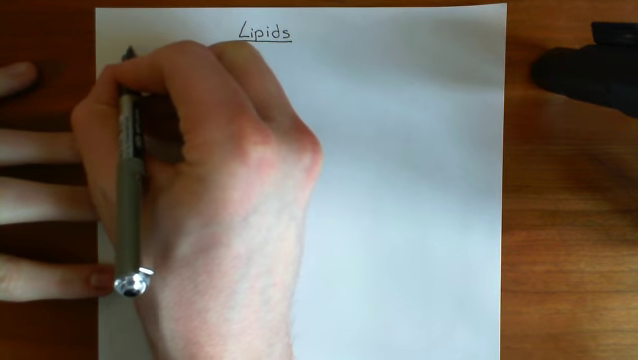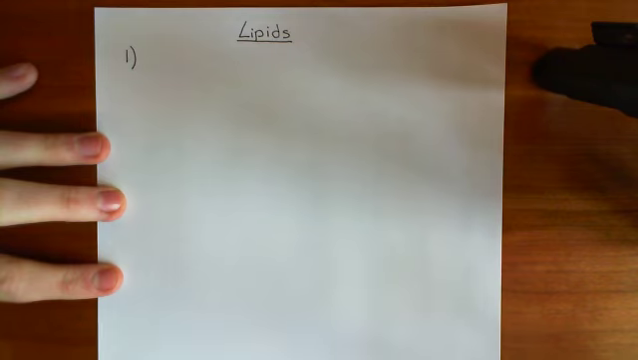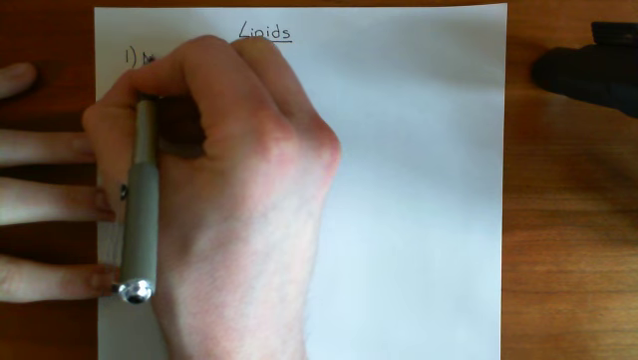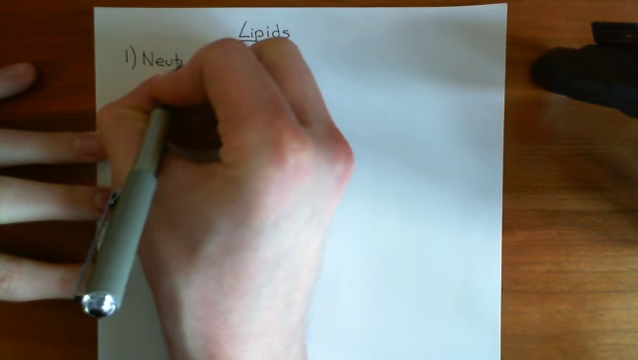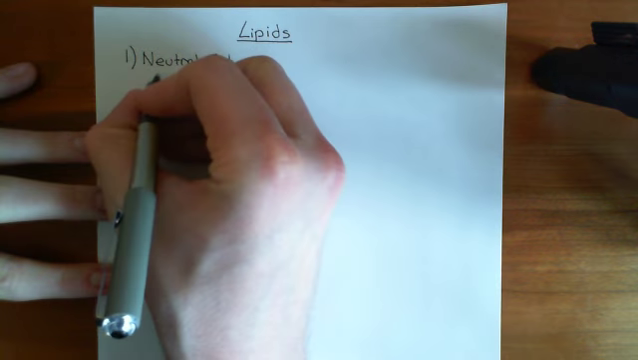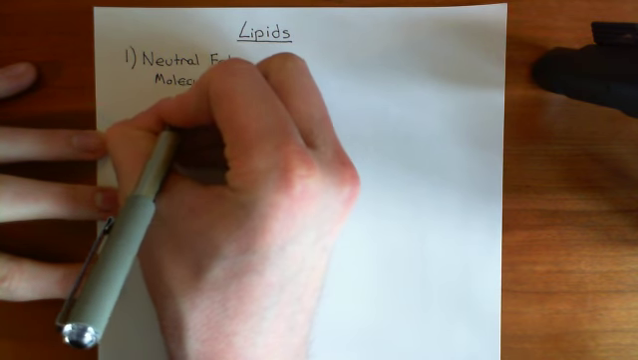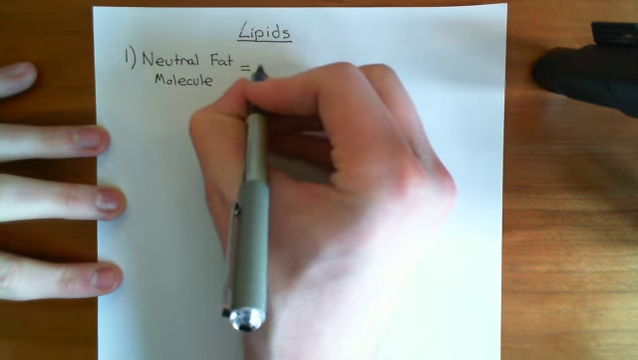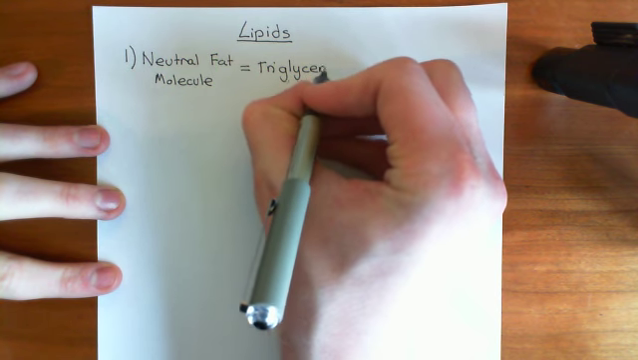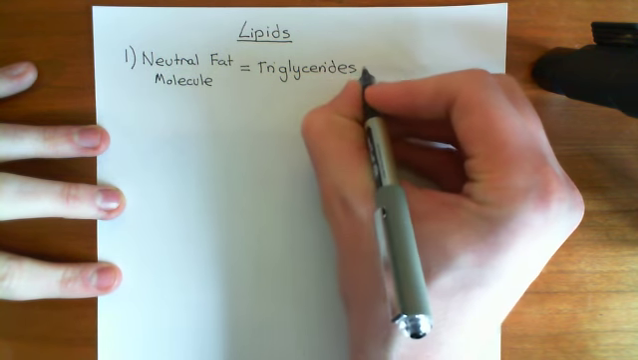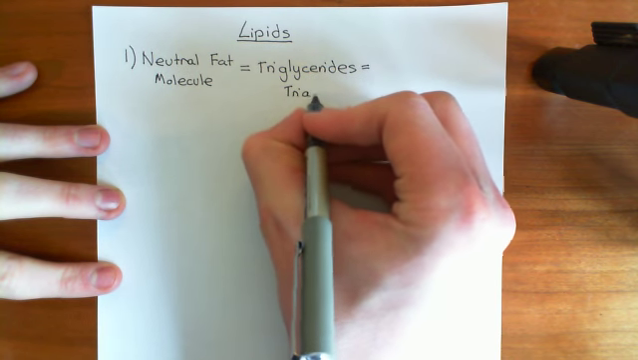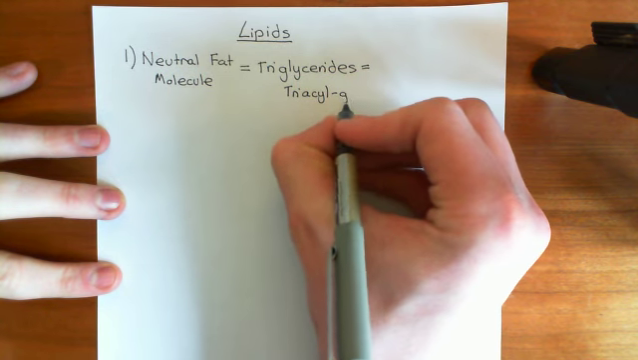So by far the most important of all of the lipid molecules are what are known as neutral fats. And the other name for neutral fat molecules, probably the more common name, is to call it a triglyceride. So triglycerides are the main forms of lipid molecules. Now, there is another name for triglycerides. Triglycerides, strictly speaking, is short for triacyl glycerols.